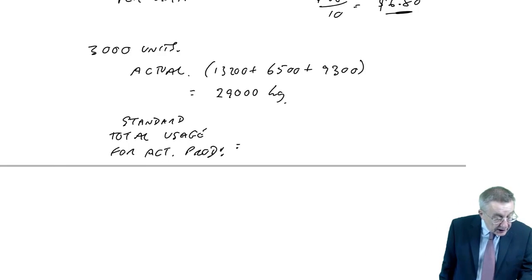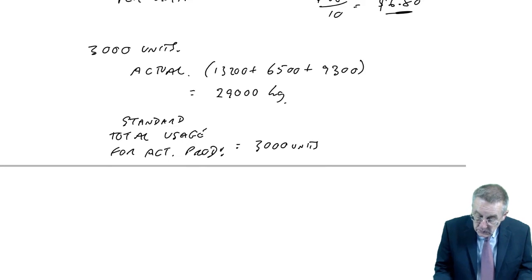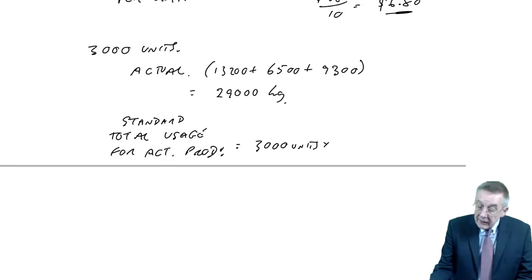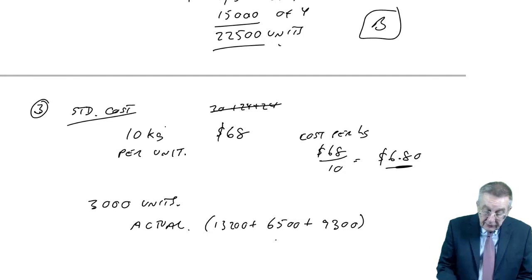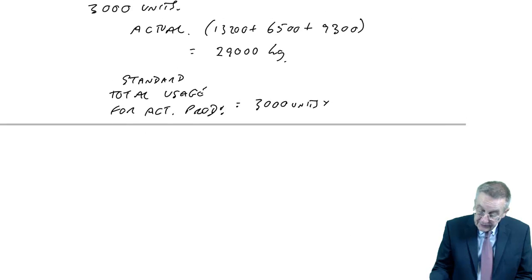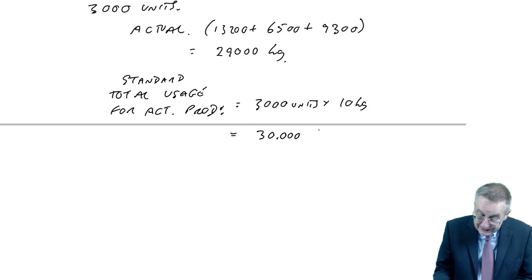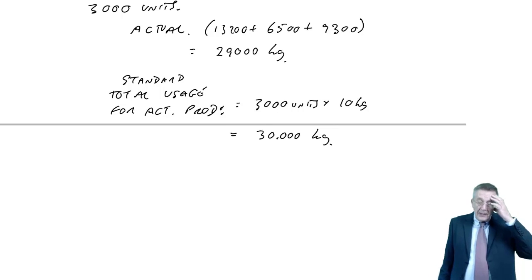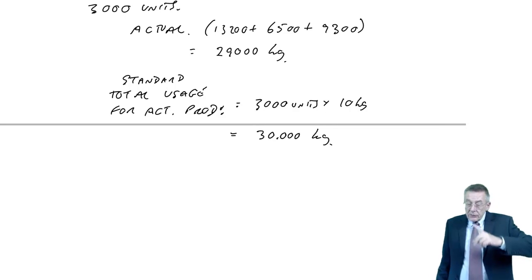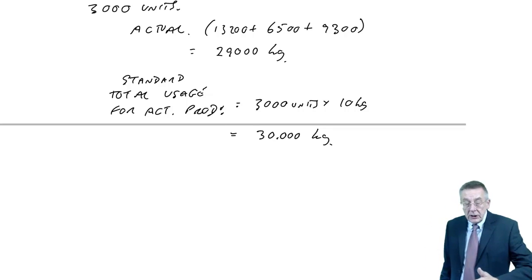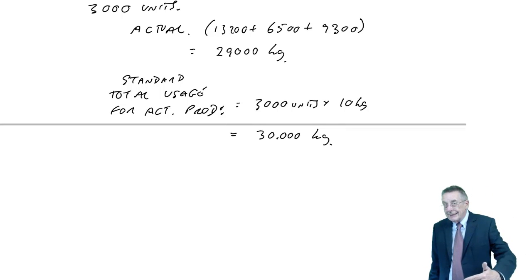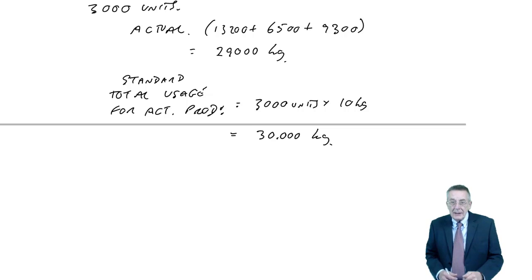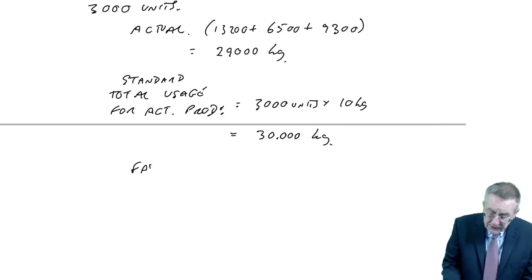Standard total usage for actual production. We produced 3,000 units. And I wrote down a minute ago that each unit should in total have used 10 kilos. We should have used 30,000. Well, now, in fact, I think I can have the answer immediately. Because first of all, it's 30,000 kilos we should have used. We only used 29,000, so we used less than expected. And so it's a favourable variance.